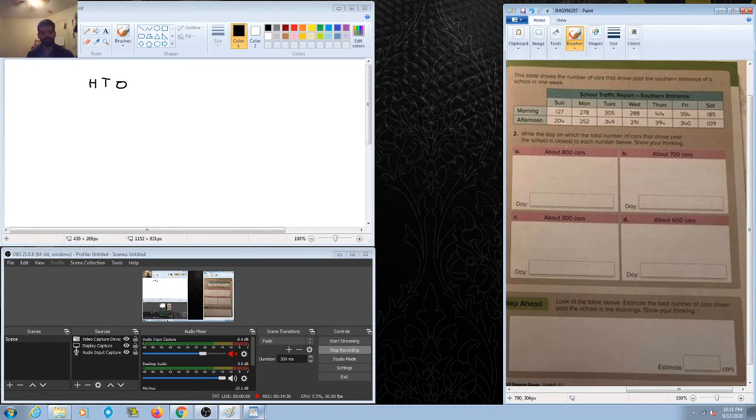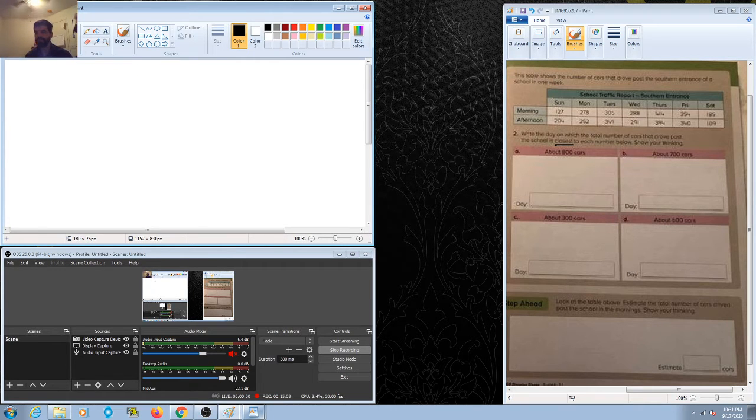So number 2 says write the day on which the total number of cars that drove past the school is closest to each number below. Show your thinking. So what I'm going to do here is round all of these to the nearest hundred. I'm going to do it at a little quicker pace just to get all the numbers up here, and then we will go ahead and do the actual question.